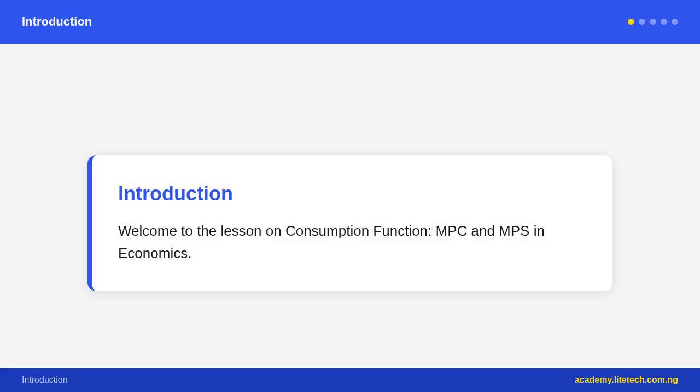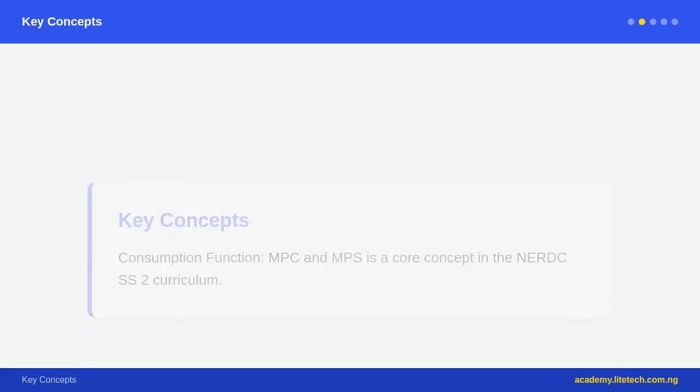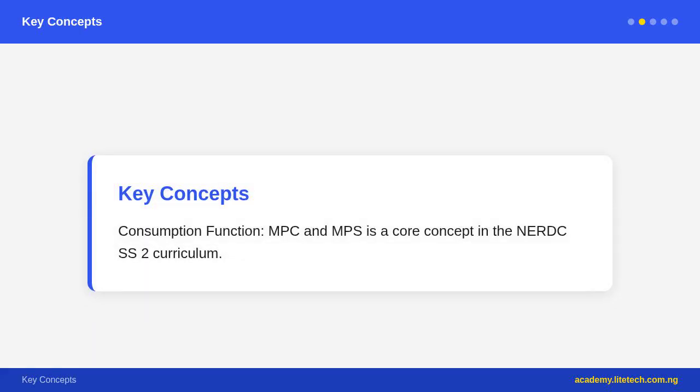equals 20,000. When Y equals 100,000, C equals 20,000 plus 0.75 times 100,000, which equals 95,000. When Y equals 200,000, C equals 20,000 plus 0.75 times 200,000, which equals 170,000. This function tells us that as income rises by 100,000 naira, consumption rises by 75,000 naira, so the MPC is 0.75.